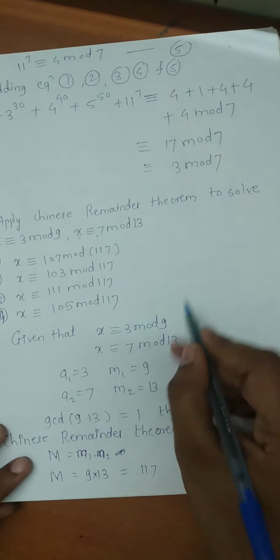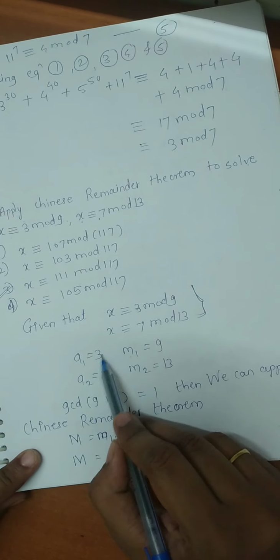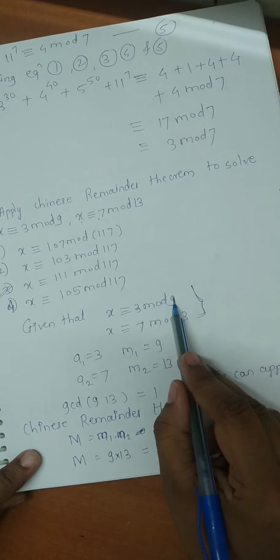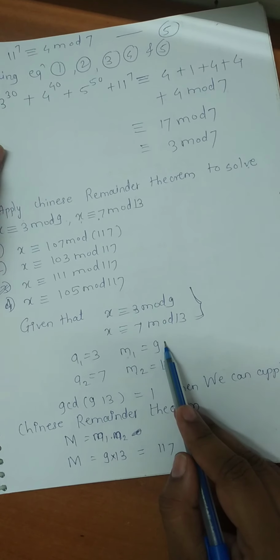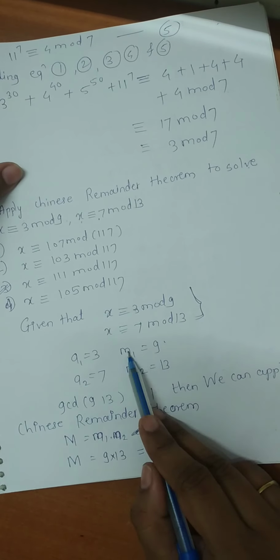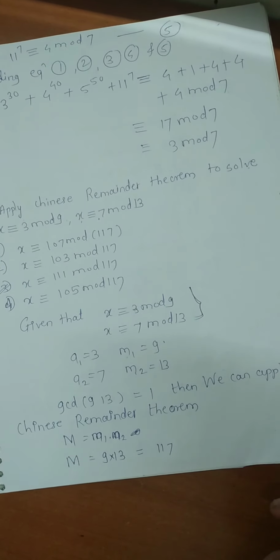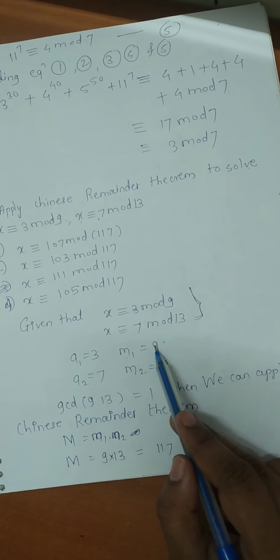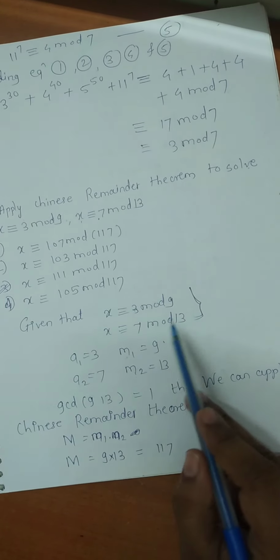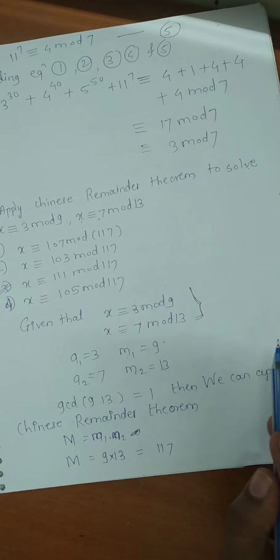They have given 2 congruences. So A1 is 3, A2 is 7, M1 is 9, M2 is 13. For applying Chinese remainder theorem, the GCD of the Mi must be 1, means all Mi's are relatively prime. Then we can apply Chinese remainder theorem, otherwise not. So here GCD of 9 and 13 is 1. If there are 4 or 5 congruences, the GCD of each pair of Mi must be 1.